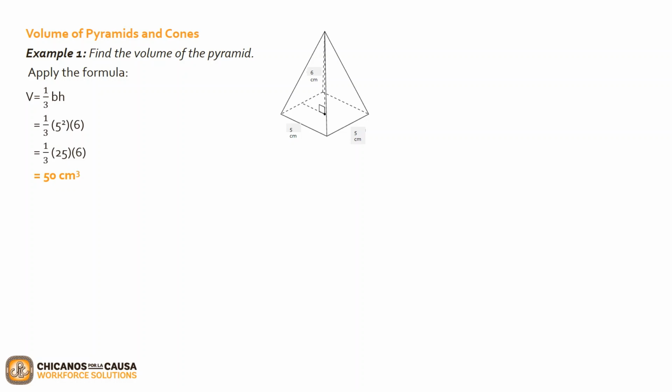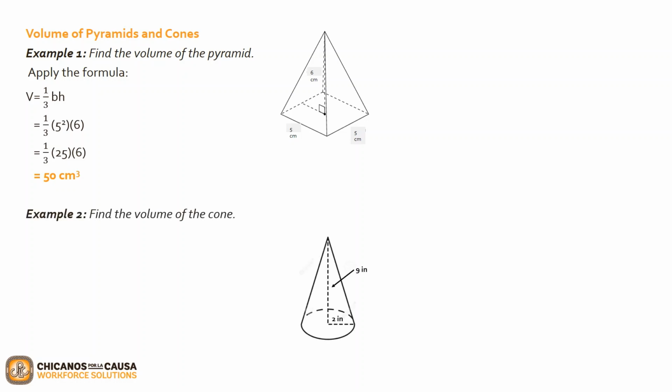Now let's look at example 2. For example 2, they want us to find the volume of the cone. So we have a cone. Remember, think party hat. Let's apply the formula. The formula is 1/3 times pi times radius squared times height.